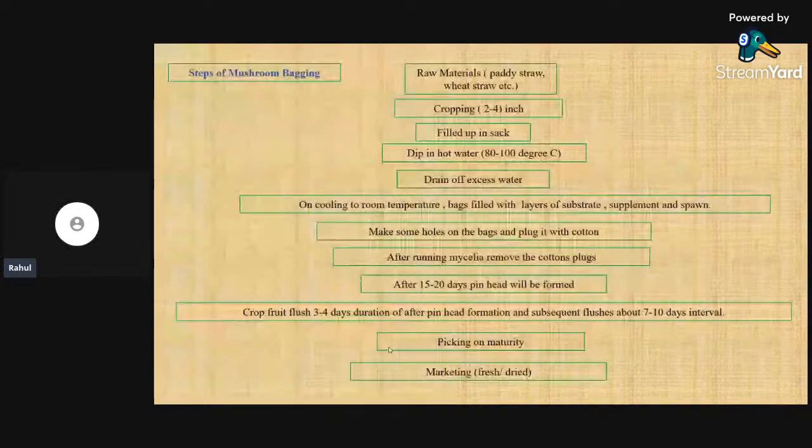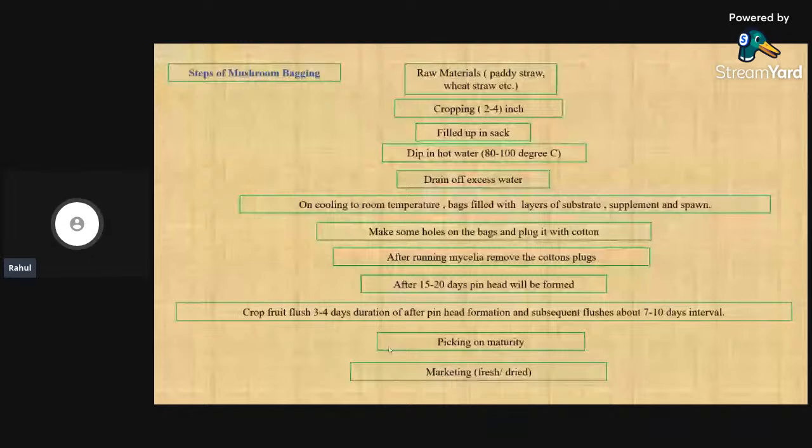Now the steps of mushroom bagging, how we bag the mushroom. Raw materials like paddy straw, wheat straw, grasses, and many other agricultural wastes are available. Here we mention only two. Chop the straw into 2 to 4 inch pieces, soak it deep in hot water at 80 to 100 degrees centigrade, and drain off the excess water.